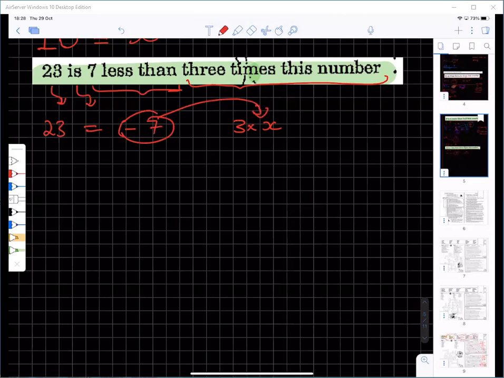Then 3x. So how do you write that more nicely? You do 23 equals 3x minus 7. Because normally we do minus something from something. Because we're taking the 7 away from the 3x, we write the 3x first. If I'm going to take £5 off you, Musa, you need to be physically there first in order for me to take the £5 off you. So for that reason, it's important that we write it in the right order so it makes more sense.